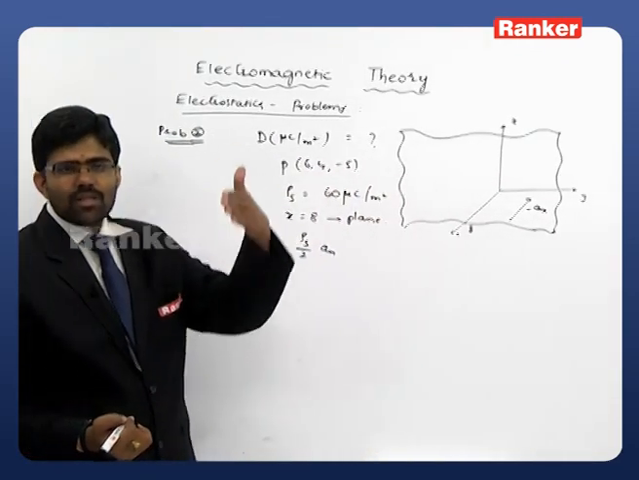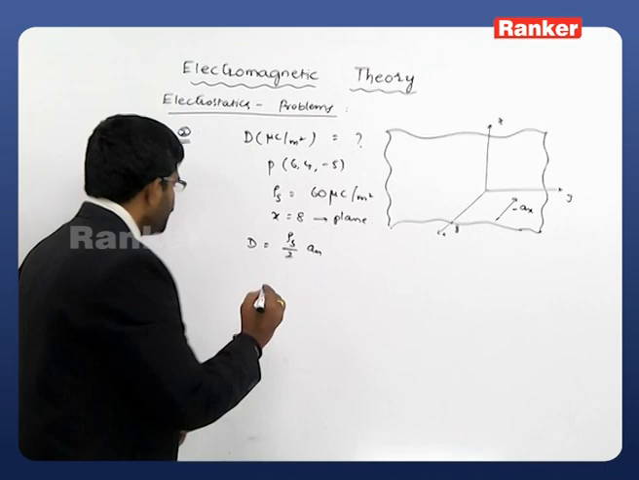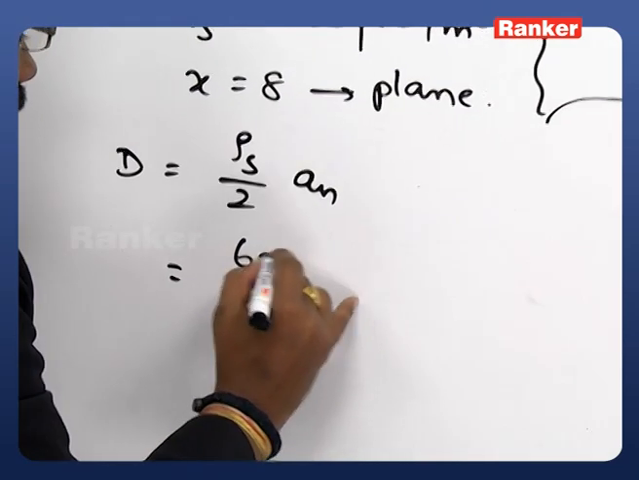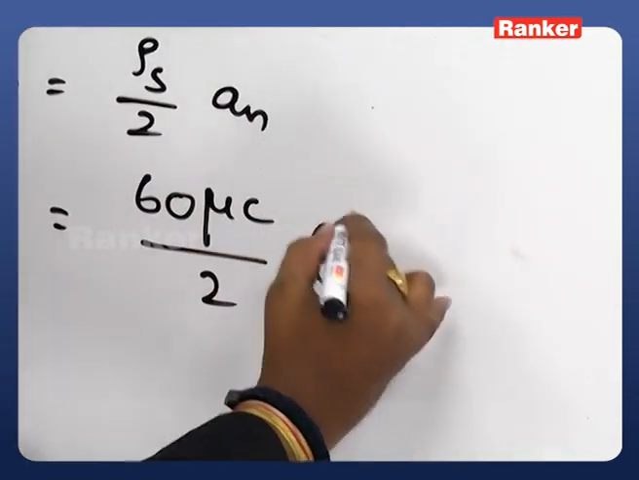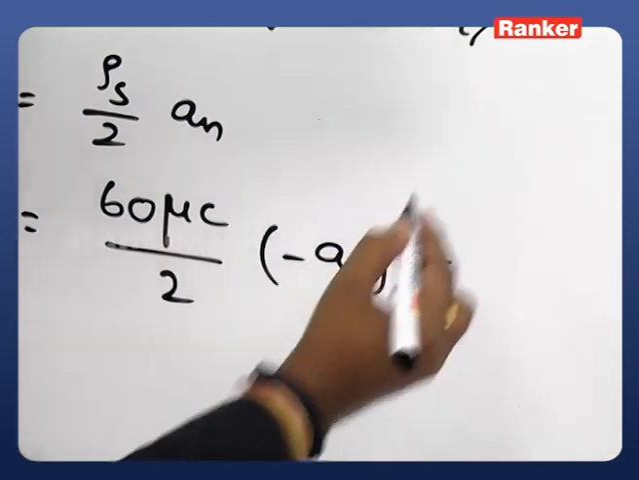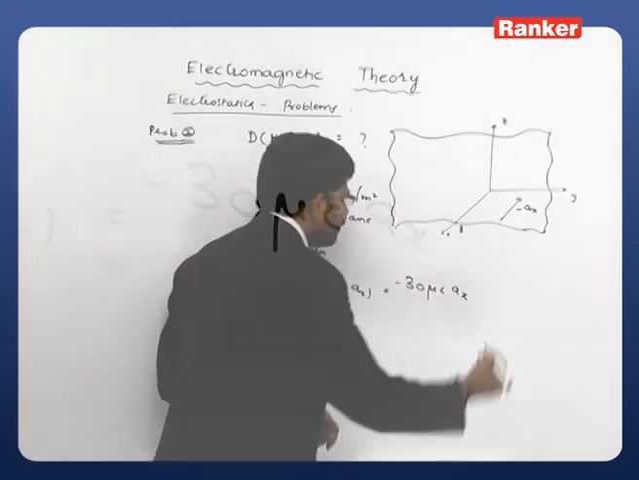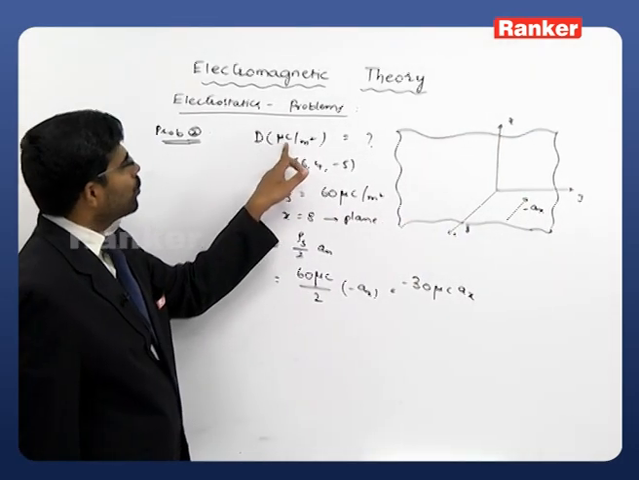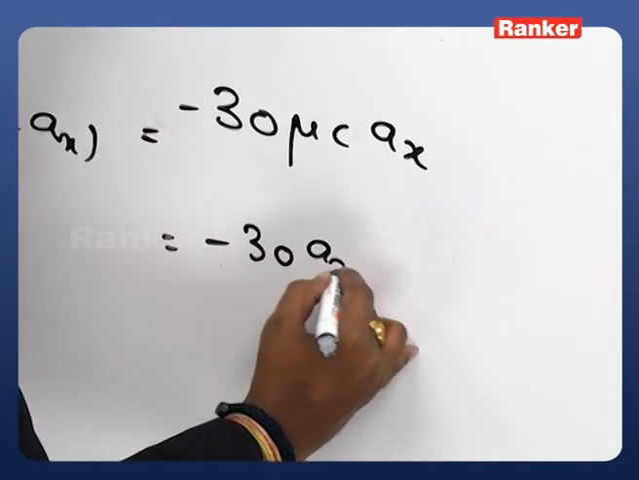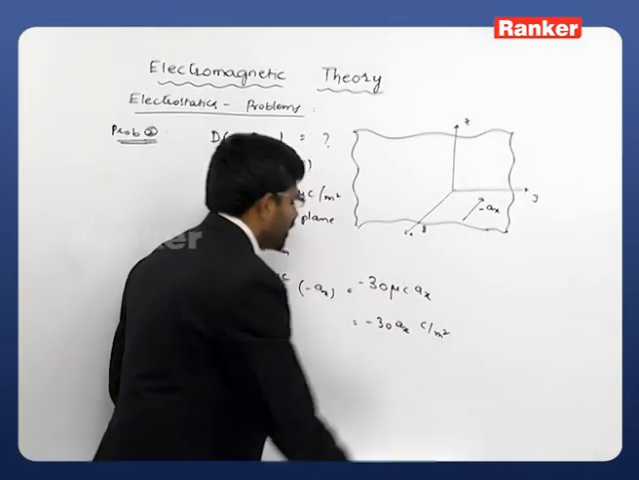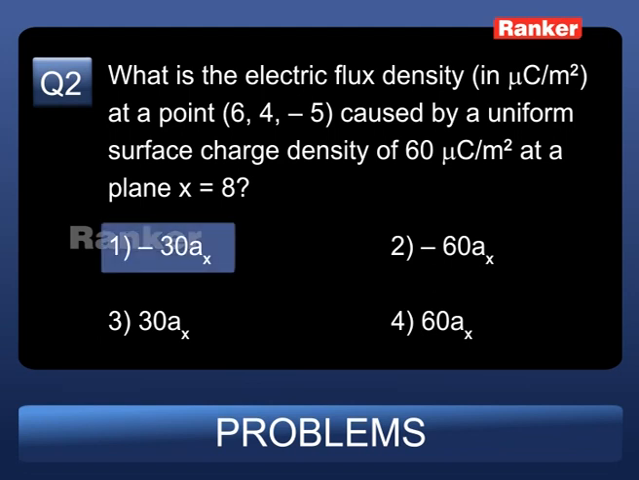So a normal which is drawn from sheet to the point is now minus ax. Just substitute here. Then what is rho s? 60 microcoulomb divided by 2, and instead of this normal vector I will write minus ax, that is 30 microcoulomb, minus 30 microcoulomb ax. The answer was asked in microcoulomb per meter square, right? So simply it is minus 30 ax coulomb per meter square. So minus 30 ax coulomb per meter square is our answer.